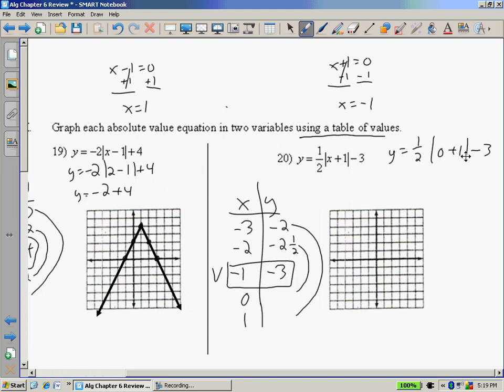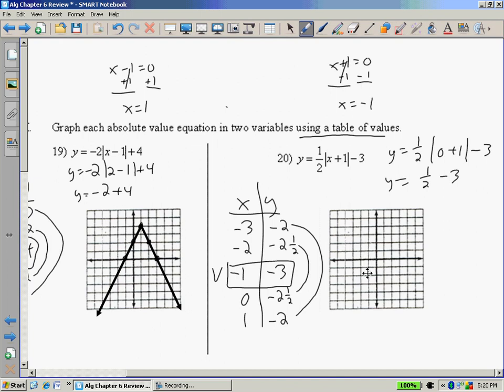0 plus 1 is 1. The absolute value of 1 is 1 times 1/2 is 1/2. Again, 1/2 minus 3 is negative 2 and 1/2. The symmetry is working, so I can go ahead and assume that the rest of it will work as well.